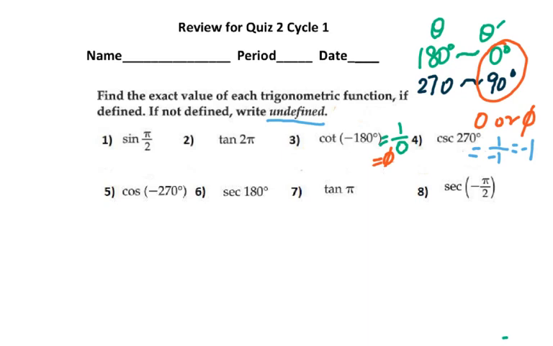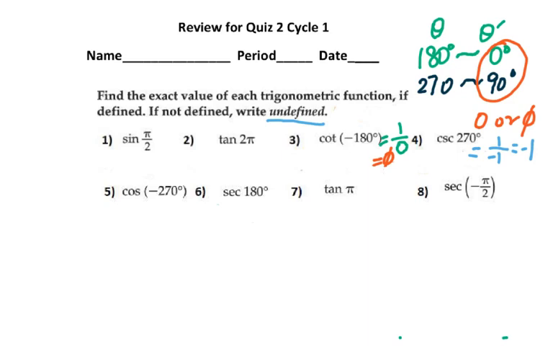Let's go to number 5. First of all, negative 270 degrees, I add 360, to try to get the unit circle angle. So we got 90 degrees. Therefore, cosine 90. You don't have to do QRS because this is a first quadrant angle. That's 0. That's it.